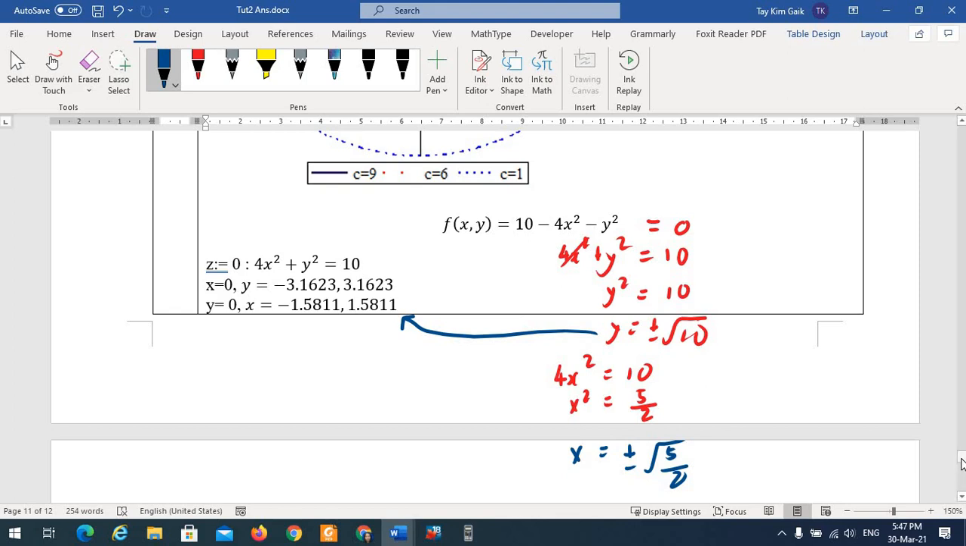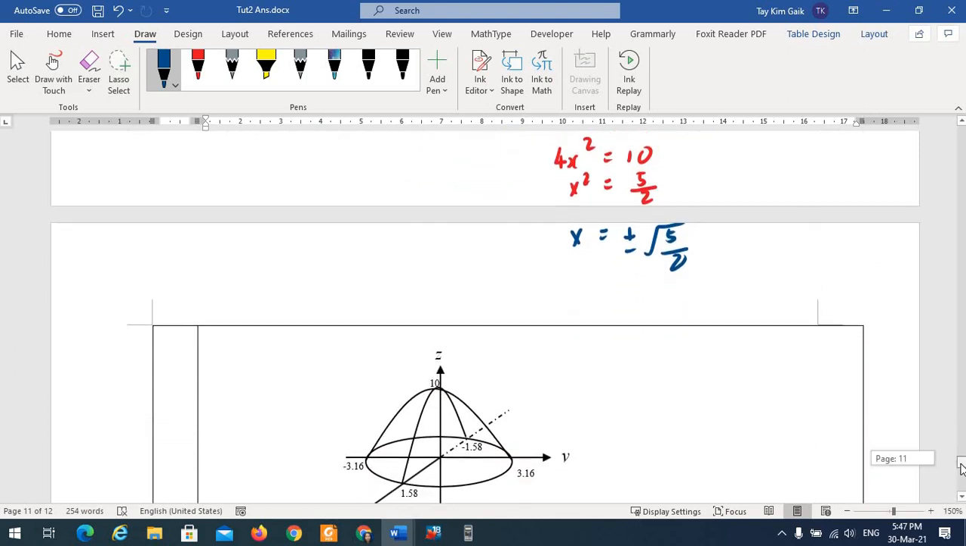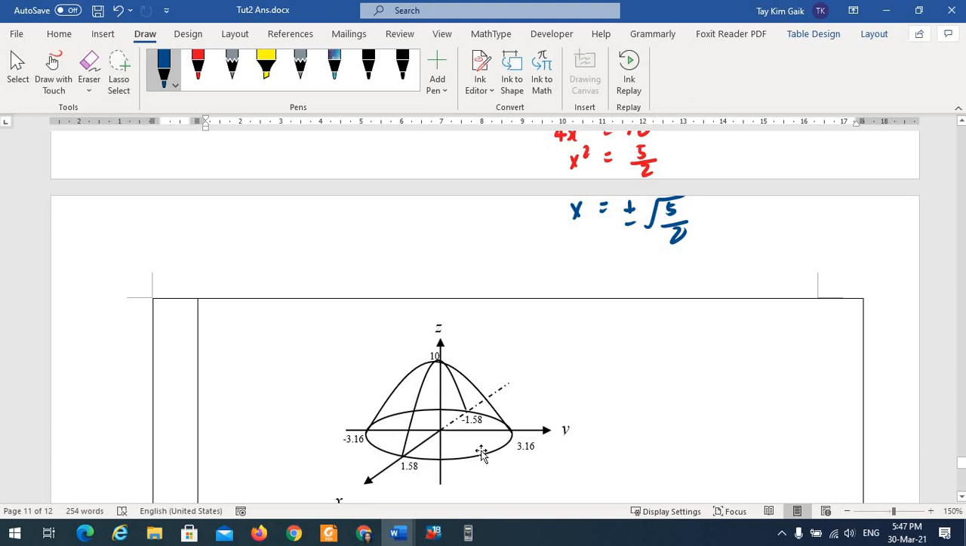So with your xy intercepts, this is a 3D graph. Y-intercept negative 3.16 up to positive 3.16. X-intercept negative 1.58 up to positive 1.58.